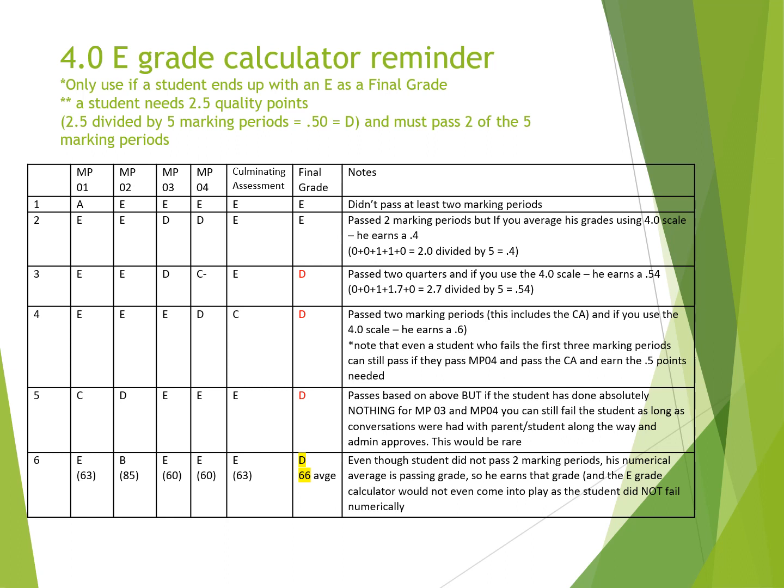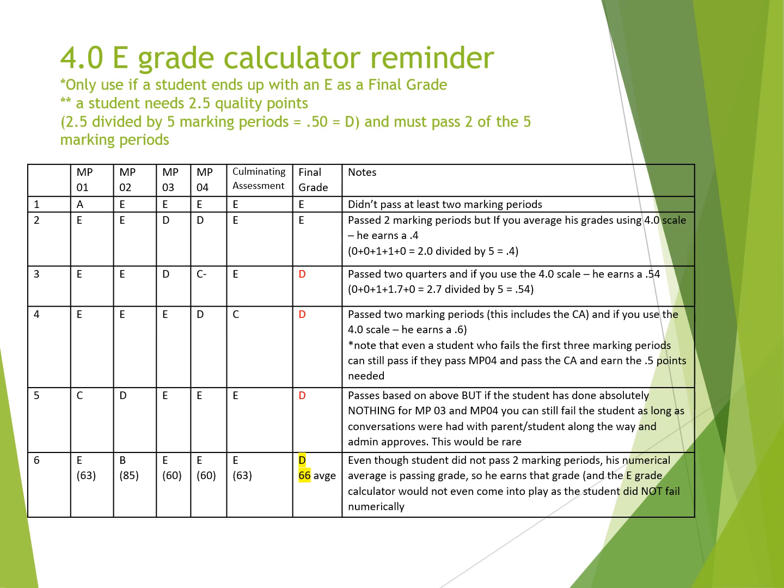So look at the first line for a scenario. The student gets an A the first quarter, but then fails the rest of the way through. This student did not pass 2 of the 5 quarters. I think this is where the E-grade calculator may say that the student gets a D, but the student did not pass 2 of the 5, so the student still fails.